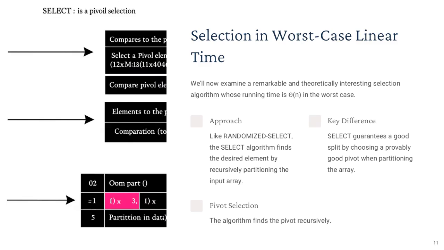The randomized select algorithm is practical but does not guarantee linear time in the worst case. To address this limitation, a deterministic algorithm, select, ensures a worst-case time complexity of big theta of n. Like randomized select, select uses partitioning but guarantees a good split by carefully choosing the pivot. The key innovation of select is its method for finding the pivot. By recursively selecting the median of medians, the algorithm ensures that the pivot divides the array into reasonably balanced partitions. This guarantees that the recursive calls process progressively smaller subarrays, resulting in linear time even in the worst case.